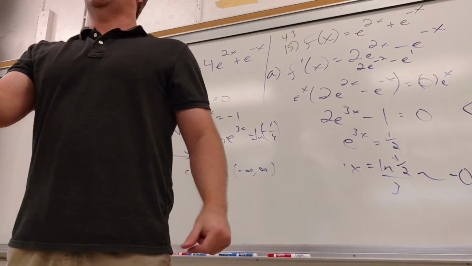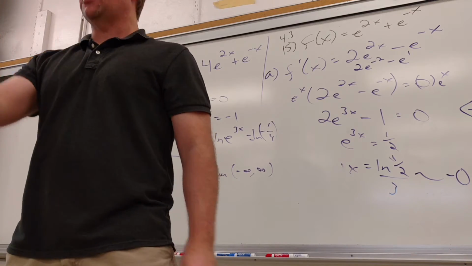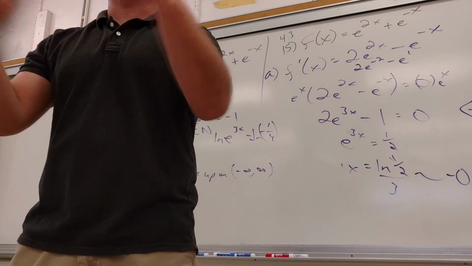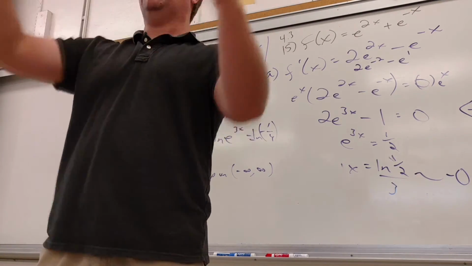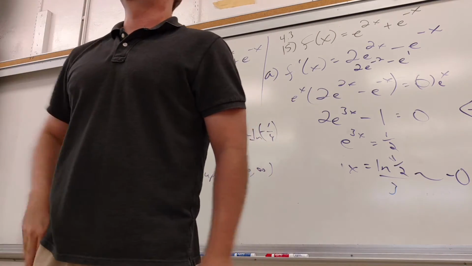Because what's the derivative of e to the x? What's the second derivative? Is that ever equal to 0? No. So there's no critical numbers of anything. It's always concave up and it's always increasing. So it's got no critical numbers anywhere.